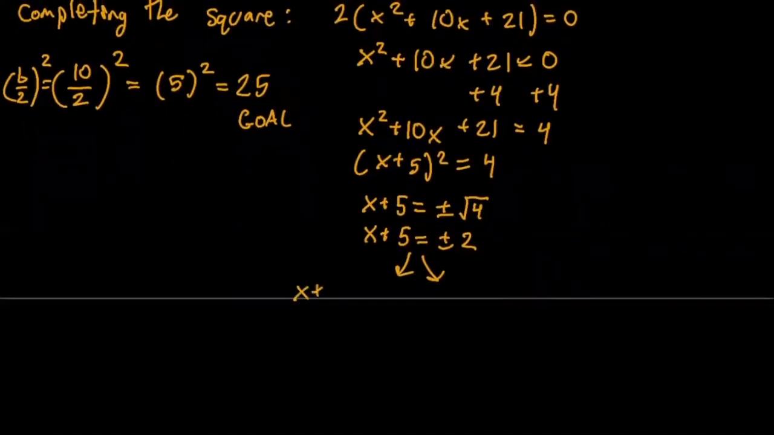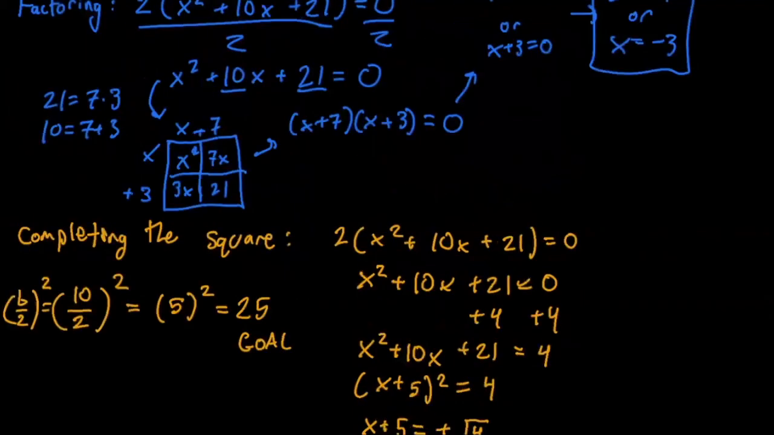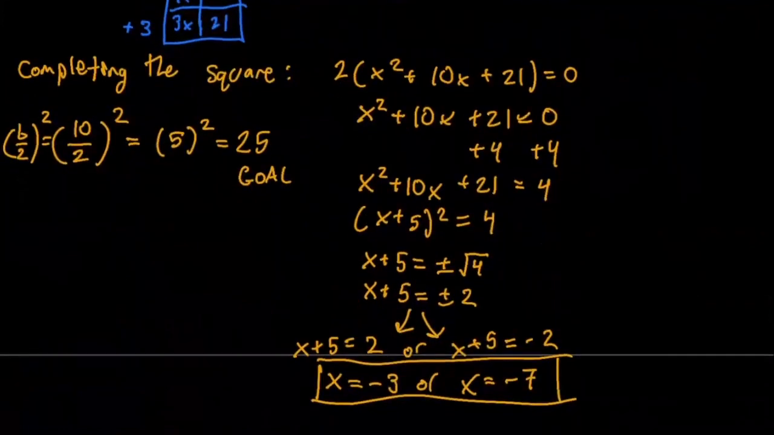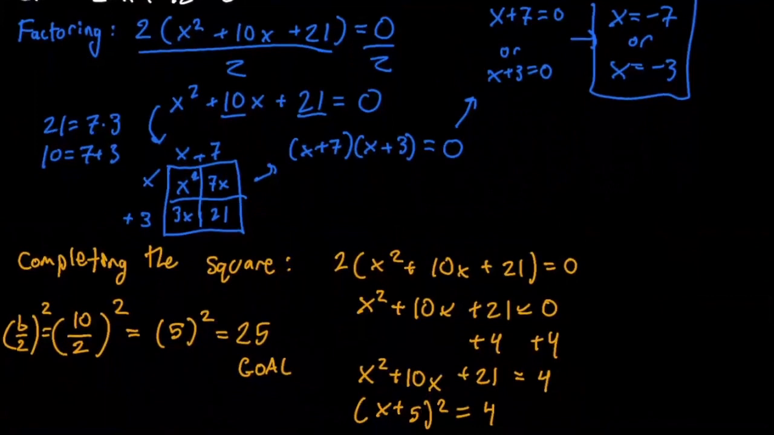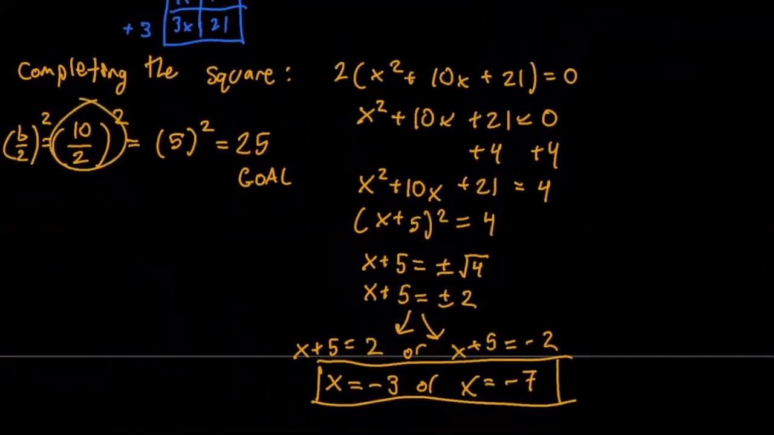So x + 5 = 2, or x + 5 = -2. And then finally, we can subtract 5 from both sides. So x = -3, or x = -7. So notice we end up with the same solutions we got up here, factoring: -7 or -3. However, it looks like it was a little bit more work in the end, especially this step, finding out our goal, just calculating that.